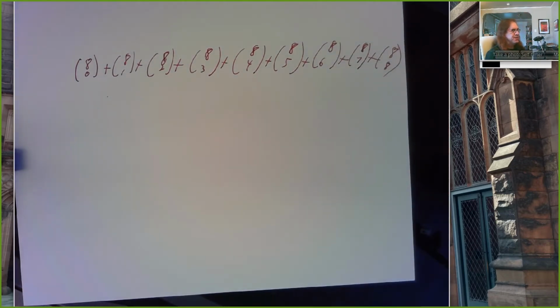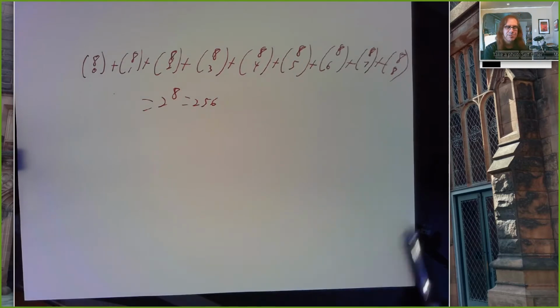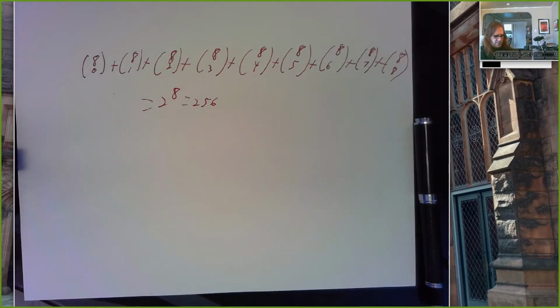If I add up each of those combinations, quick guess, what do you think I'm going to get? There's obviously a trick here. Two to the eighth. So why is it 2 to the 8th? Think about that counting argument we just did for 4-bit numbers.